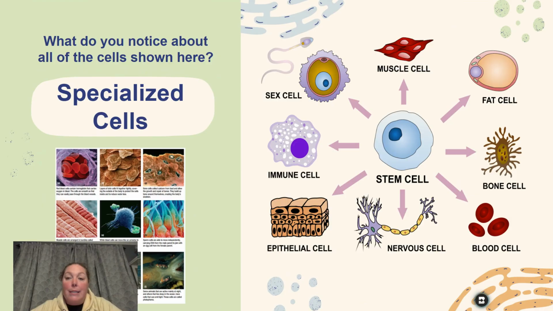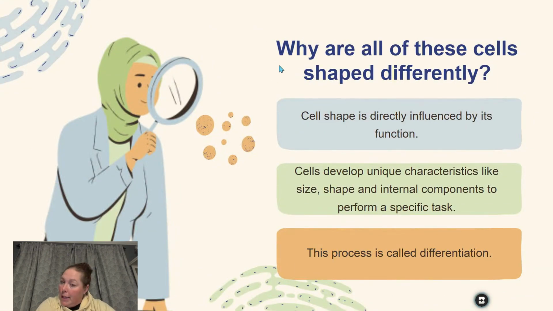A muscle cell is designed in this way. Its shape, its internal structure, the organelles that it has is all designed so that it can do that one job. And all of these cells start as what we call a stem cell. A stem cell is a cell that doesn't have a direction yet. It's a cell with a clean slate. And the body is going to tell that stem cell what to do. They're all shaped differently, like I said, because the cell shape is directly going to influence its function. That's the thing that we talked about earlier in our beetle unit. The cells are going to develop unique characteristics like their size, their shape, and their internal components in order to perform that specific task. And this whole process is called cellular differentiation.